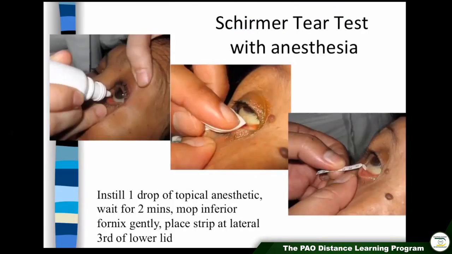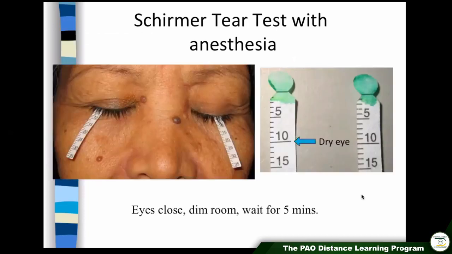Then lastly, you may or may not do your Schirmer's. If ever you do your Schirmer's, I always do it with anesthesia. Put anesthesia, wait for a minute, then dab gently to remove the excess, put the Schirmer strip, and then close the eyes for 5 minutes. If you do it closed eyes, do it closed eyes all the time. If you do it eyes open, do it eyes open all the time. There's no really right or wrong, just do it the same way all the time so that it becomes reproducible.